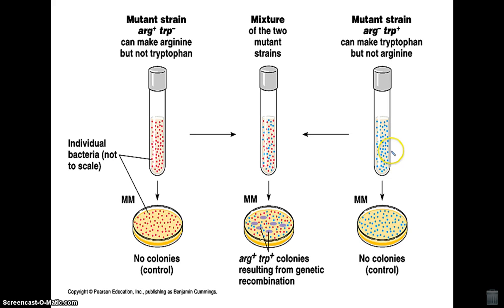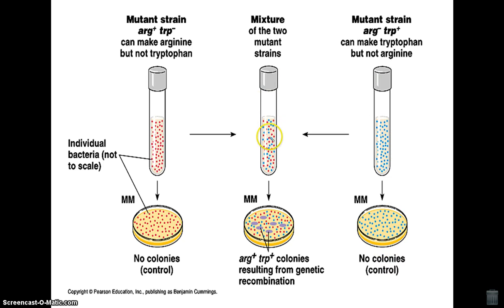So here's an example of bacteria where we've got two mutant strains. They need both arginine and tryptophan in order to survive. Here's one mutant strain on the left that can make arginine but not tryptophan. And so when we grow that on this minimal medium, which basically just means it's got some sugars and salts in there, it doesn't grow. There's no colonies. It can't make those two amino acids that it needs. And over on the right, it's kind of the flip. It can make tryptophan but not arginine, and we get the same case. We culture them, we grow them on the minimal medium, and we get no colonies growing.